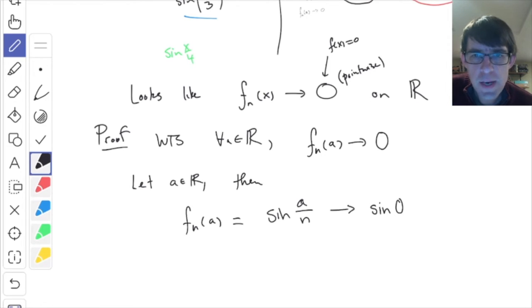And then what is the sine of 0? It is 0, right? You learned it in high school or whenever you learned that. The sine of 0 is 0.